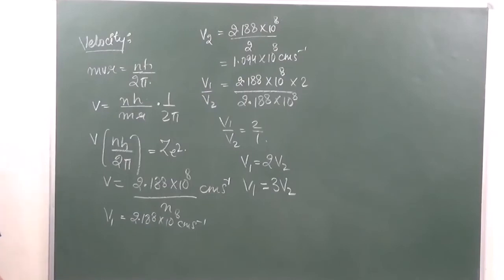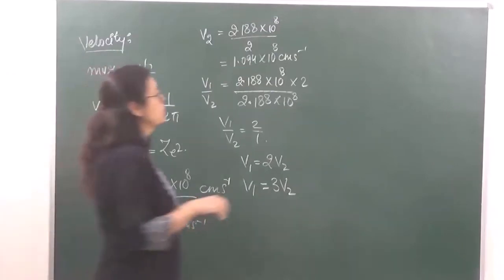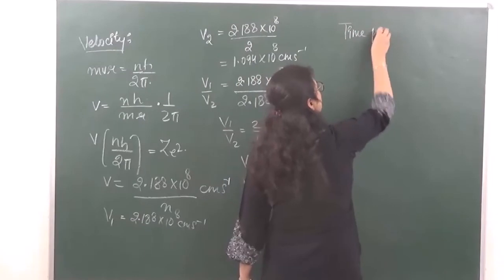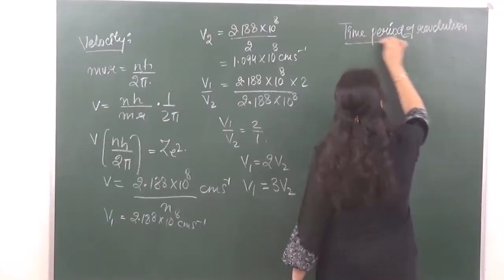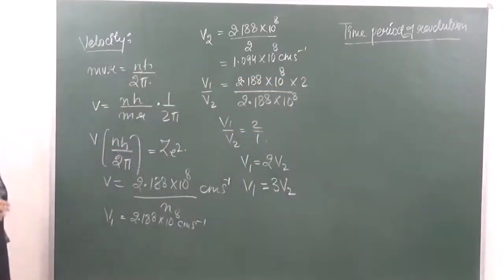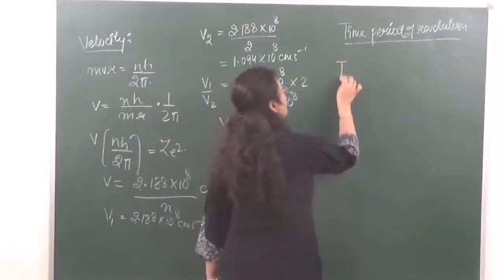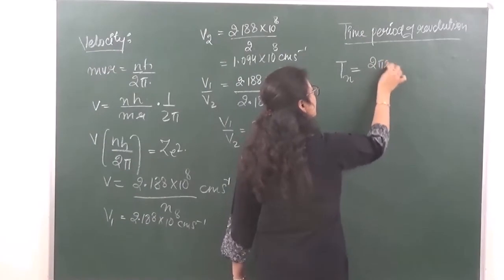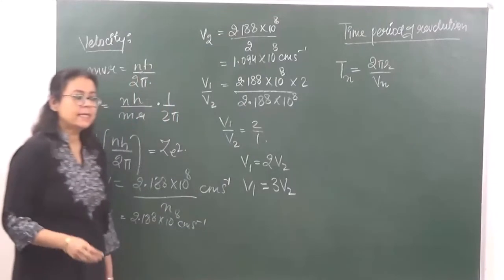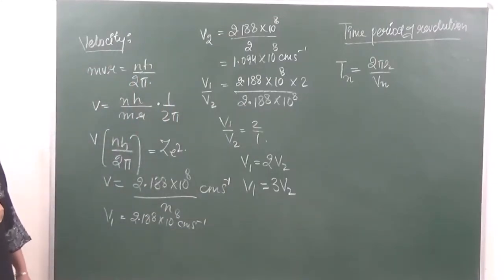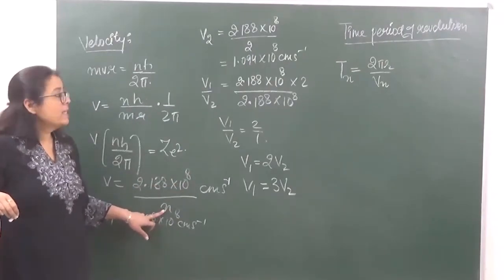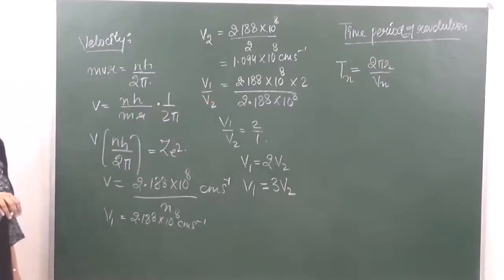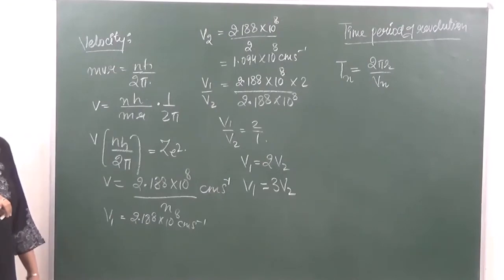Okay, then we also calculate the time period of revolution. When we are talking of the time period of revolution, the time period of the nth revolution is given by 2 pi r upon Vn, the velocity in the nth level. Vn we know how to calculate. The value of Vn is 2.188 into 10 raised to power 8 upon n. Right? So you can put the value of velocity there and calculate the time period of revolution of the electron in the nth orbit. Got it?